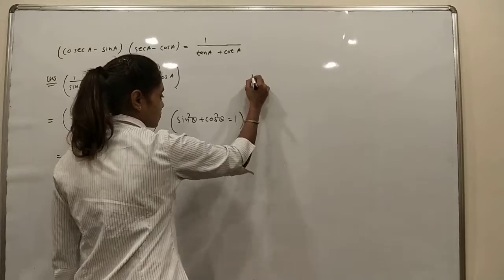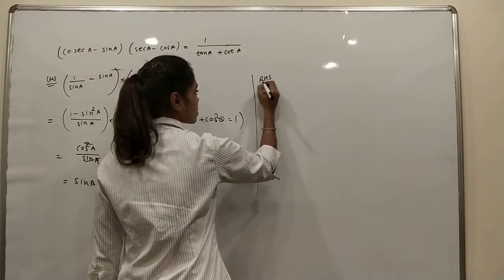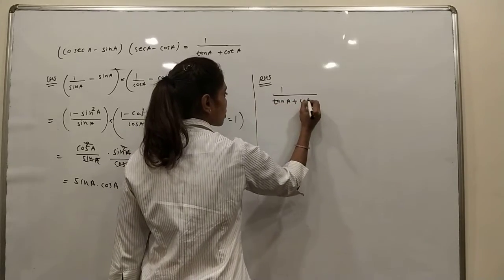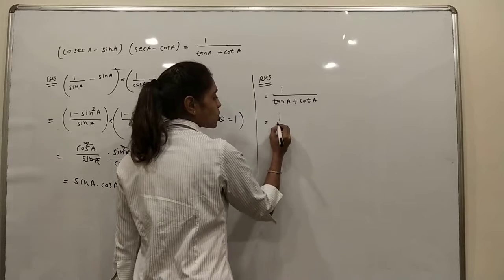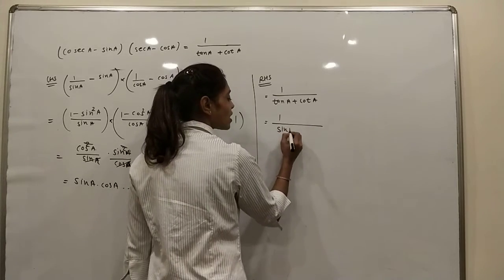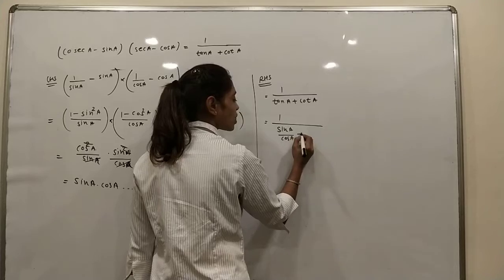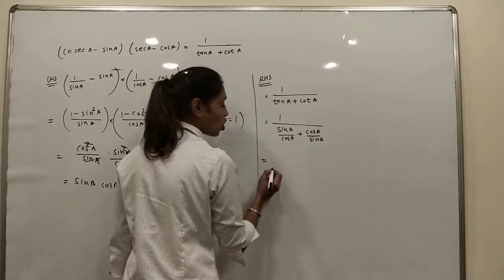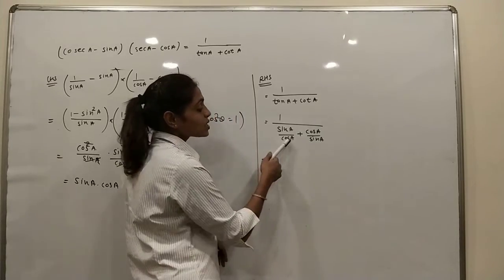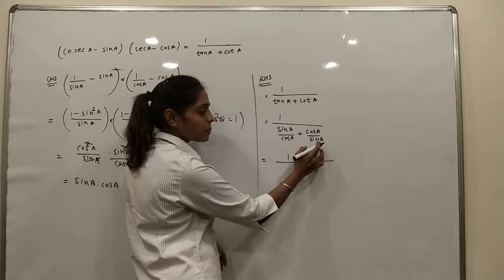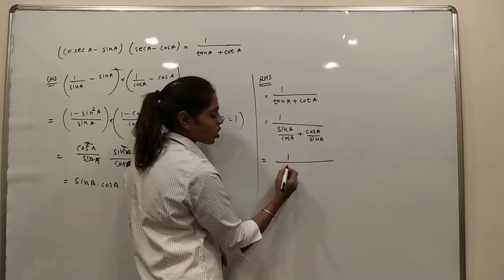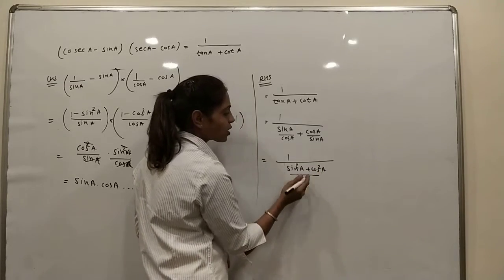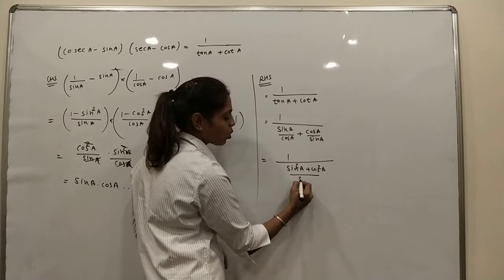Now RHS: 1 upon tan A plus cot A. So 1 upon, what is tan? Sin A upon cos A plus cos A upon sin A, that is the formula, convert tan into sin cos. So now in the denominator take LCM: sin square A plus cos square A upon sin A into cos A.